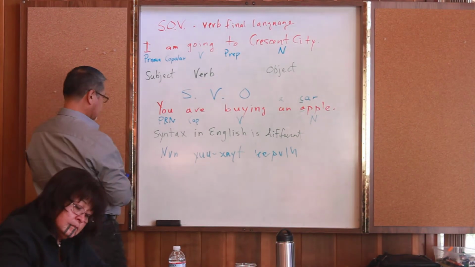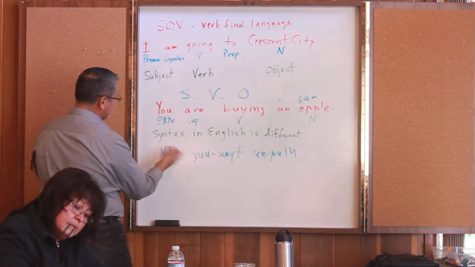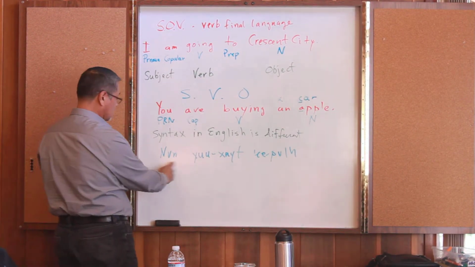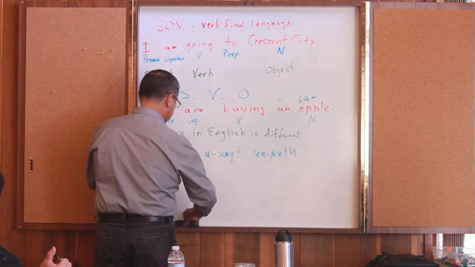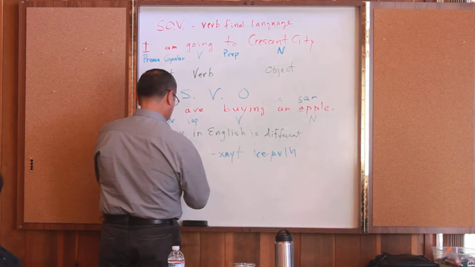How do we correct this sentence? Okay, so first of all, let's label them. So this means you buy. Wrong form of the verb. Yeah, excuse me. Wrong form of the verb.